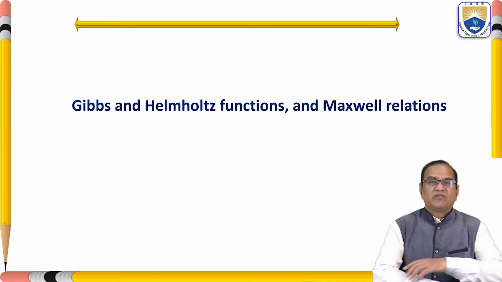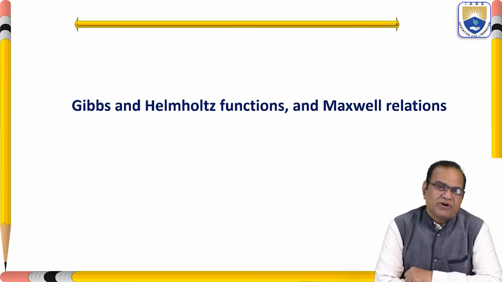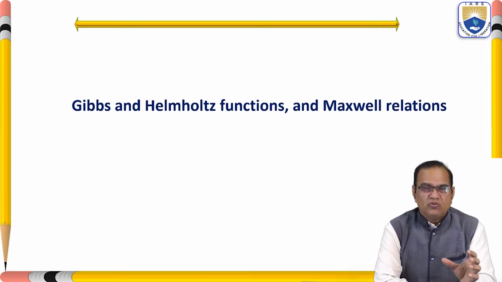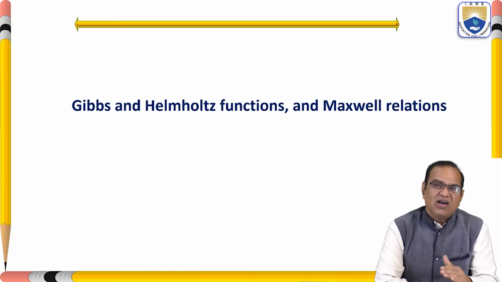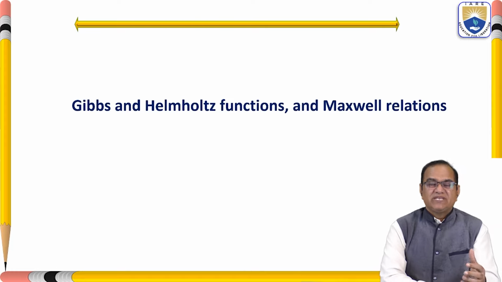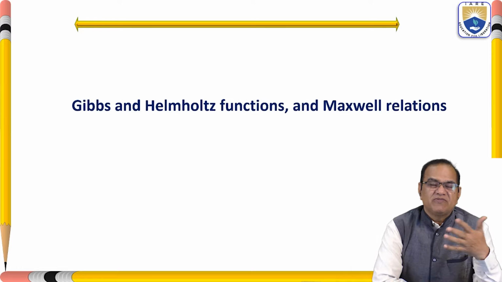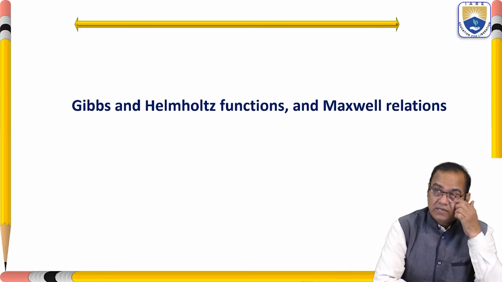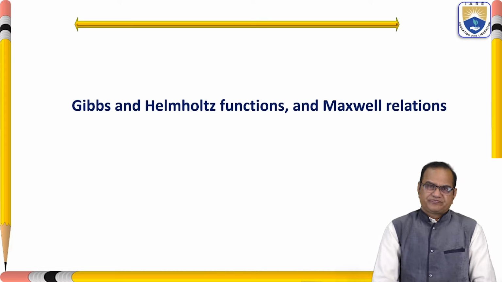Like from the first law of thermodynamics, we have achieved two important properties, that is the internal energy U and the enthalpy H. But with the help of the second law of thermodynamics, we have also achieved one more property, that is called the entropy. And this entropy is always positive. In any system, entropy will be obtained. So that is the objective of this second law of thermodynamics.